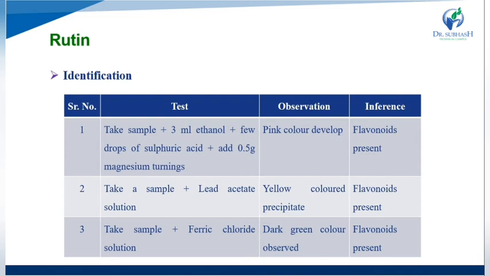The third one: take the sample and add ferric chloride solution. A dark green color is observed, which indicates flavonoids are present in the powdered crude drug.